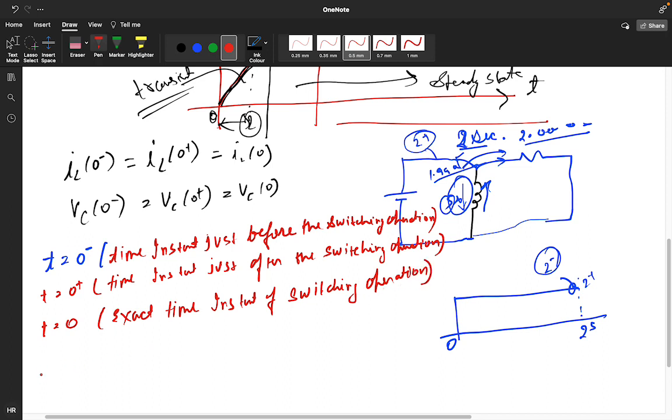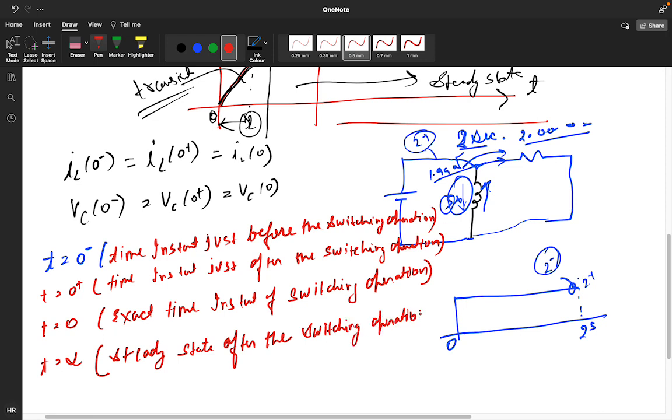What about t equals infinity? Steady state time. Steady state after the switching operation means an infinitely long time after you have done the switching activity. Okay, guys.